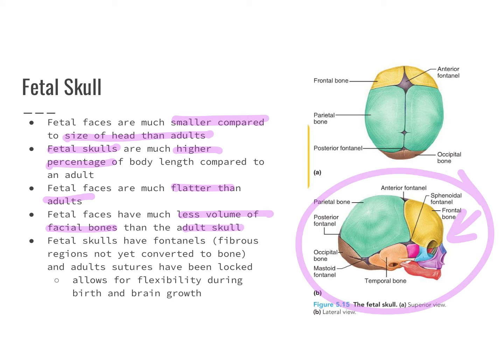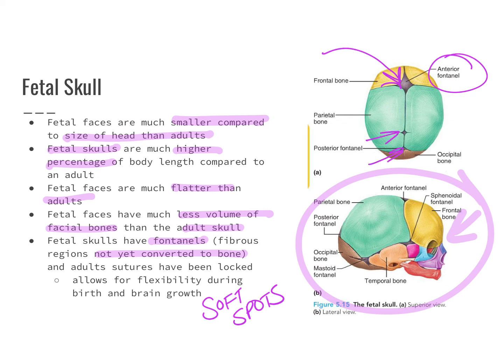And then probably the most noticeable thing is that fetal skulls have fontanelles. Fontanelles are regions that are not yet covered by bone. We probably would more commonly call these soft spots if you've ever been around a baby. And you can see some here. This is the biggest one on the top of the baby's head, but there are other smaller ones too that you can see there, and some on the side too.